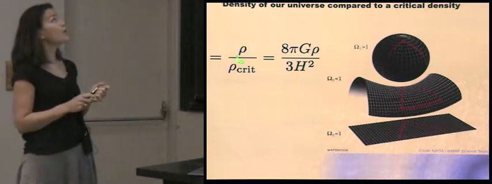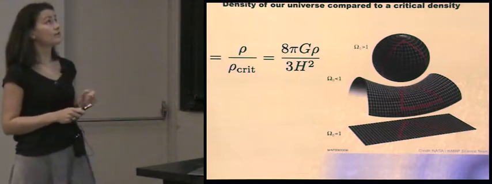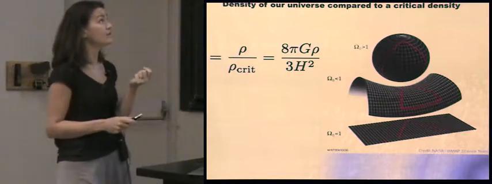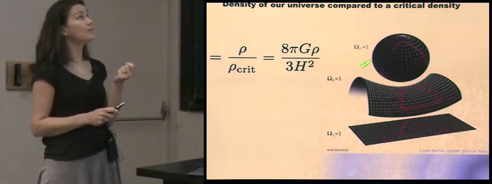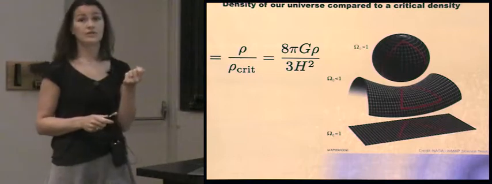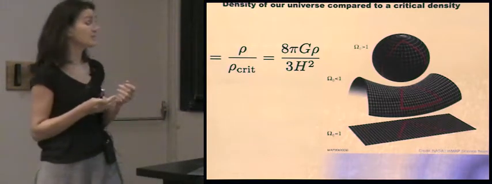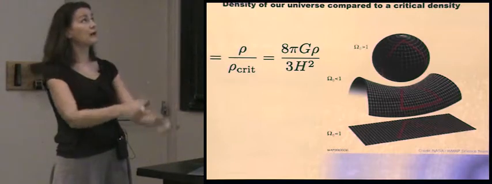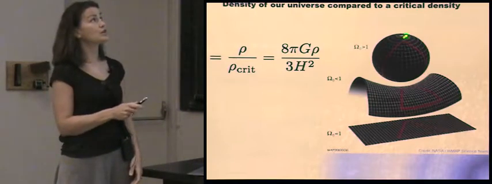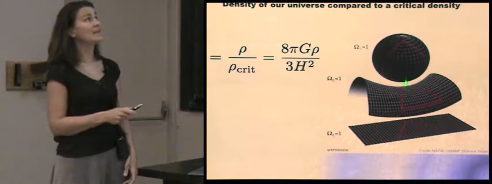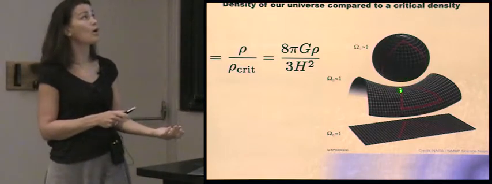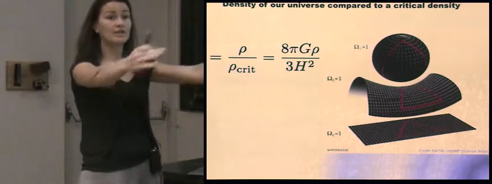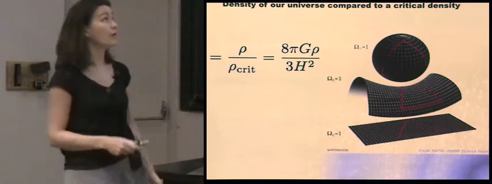If rho on the top here is greater than rho critical, if there's more density, more mass, more energy in the universe, then we have an omega greater than 1, and we call this a closed universe. It's comparable to a sphere in the sense that parallel lines that start off parallel to one another actually converge to a point. The analogy is if you and a friend start walking at the South Pole, if you walk parallel to one another, you'll eventually converge at the North Pole.